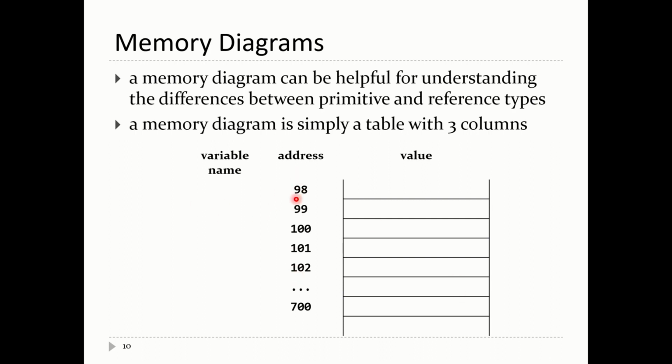Your addresses, that's just the row number. So it starts at 0, goes down to whatever. It doesn't matter. They're sequential. The value, I'm allowed to put one thing in each one of these boxes. So typically, this is going to be a single number.